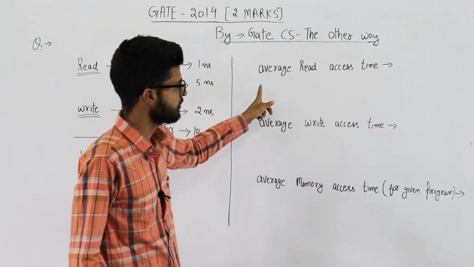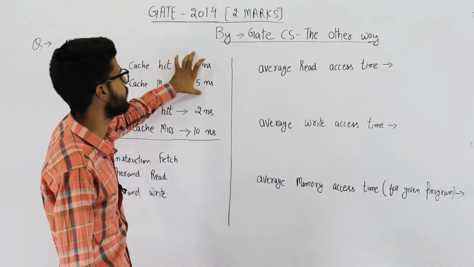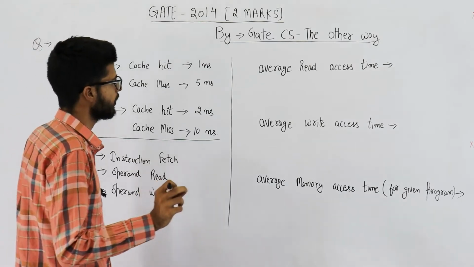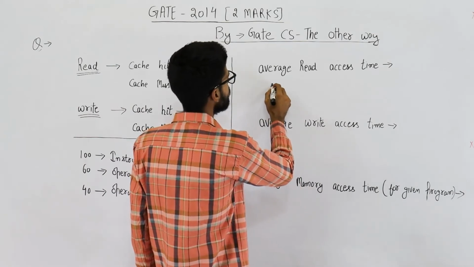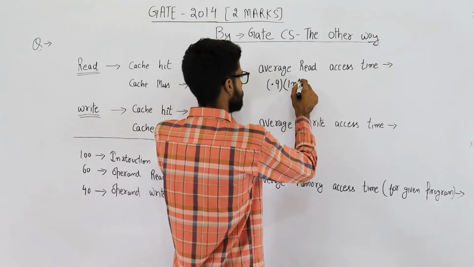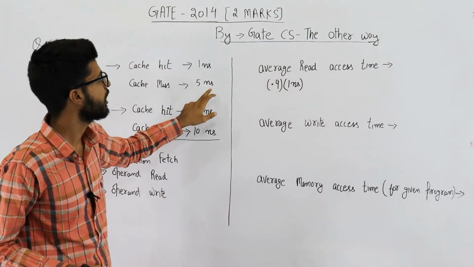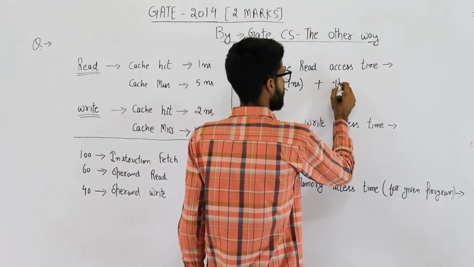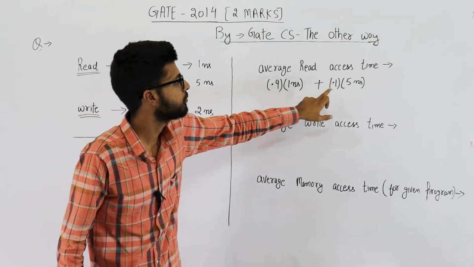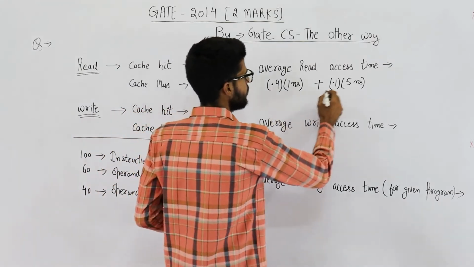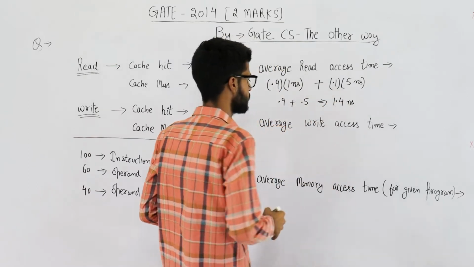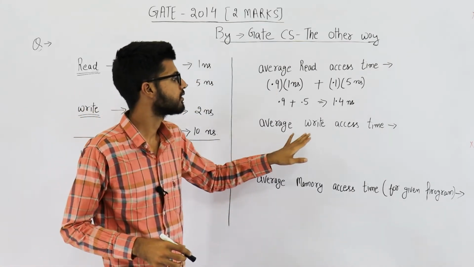So let's find the average read access time. This is the data required for calculating this because it's corresponding to a read access. They're saying cache hit is 0.9 or 90%. So with probability 0.9, we require 1 nanosecond. And for the remaining percent of times, 5 nanoseconds are required. So plus 0.1 into 5 nanoseconds. The formula is hit rate into hit time plus miss rate into miss time. So this is 0.9 plus 0.5, which is 1.4 nanoseconds.